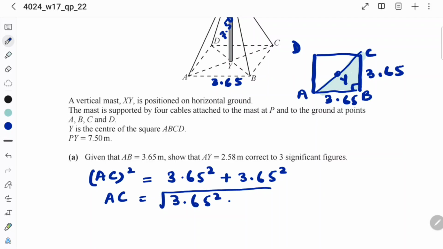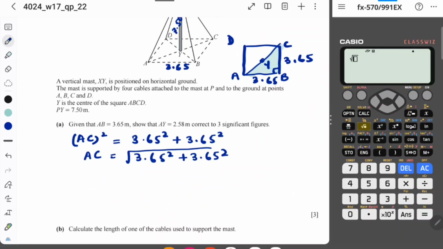You should show each and every step because the question is of 3 marks. So this is the square root of 3.65 squared plus 3.65 squared, which equals 5.1618. Then we divide this by 2, which equals 2.58, which is the answer. So 2.58 meters, shown.